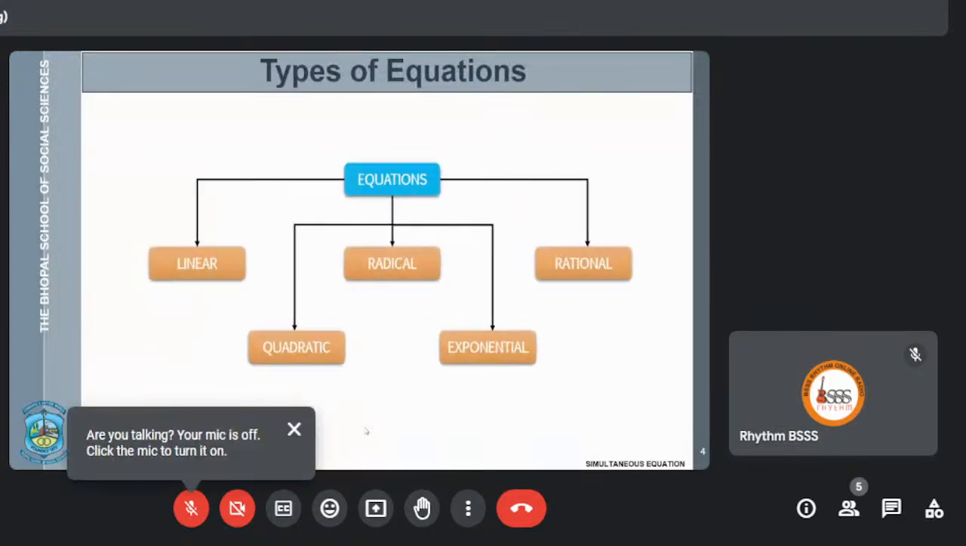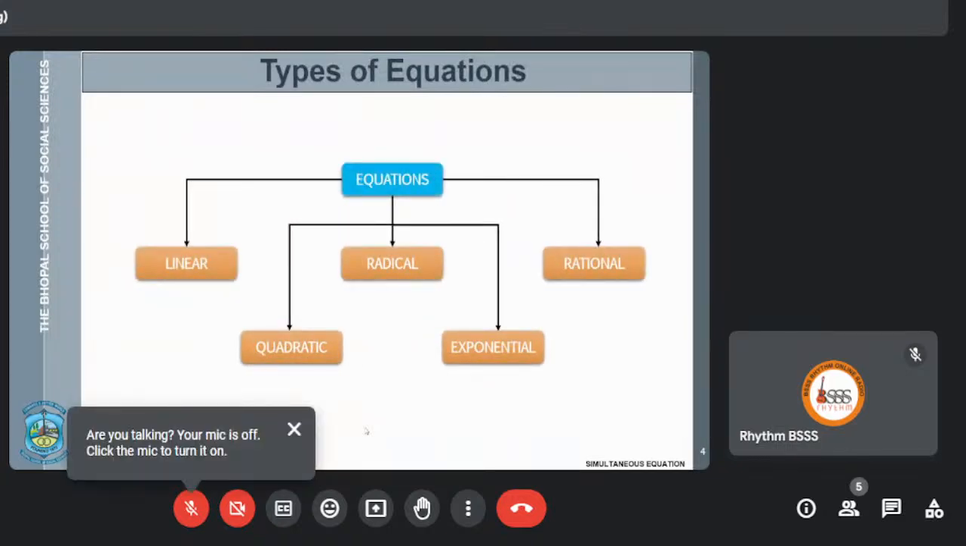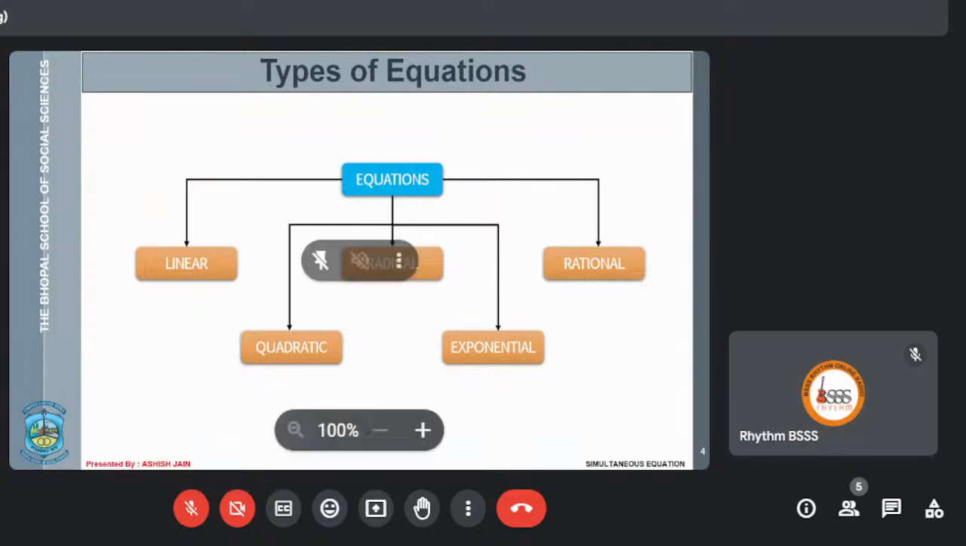Then there are different types of equations. Basically we have 5 types of equations. First is the linear equation. Second is the quadratic equation. Then we have the radical equation, the exponential equation, and the rational equation. Let us see them one by one.